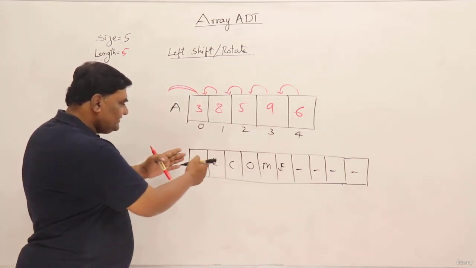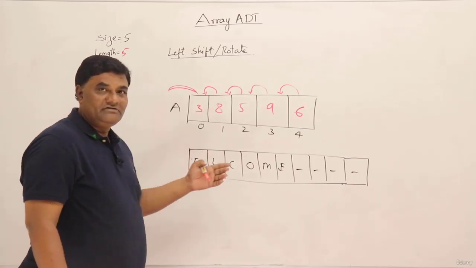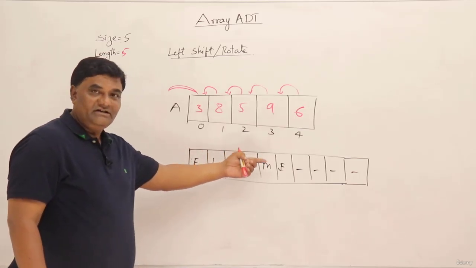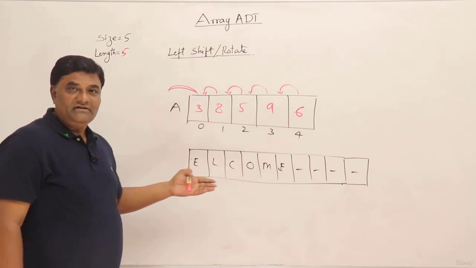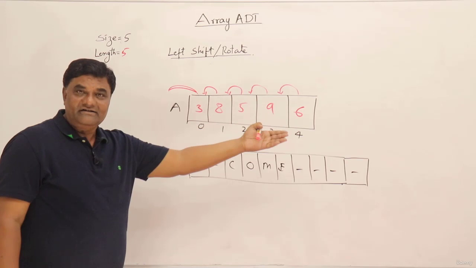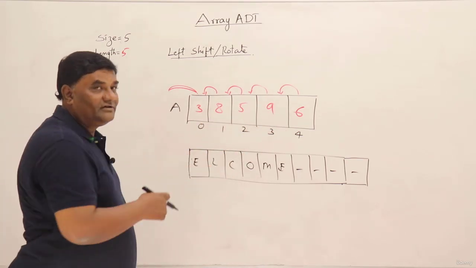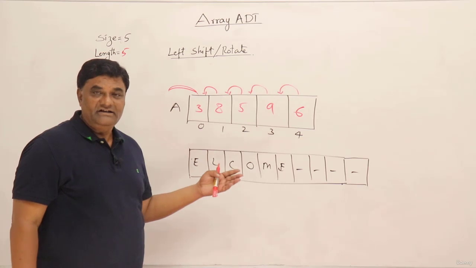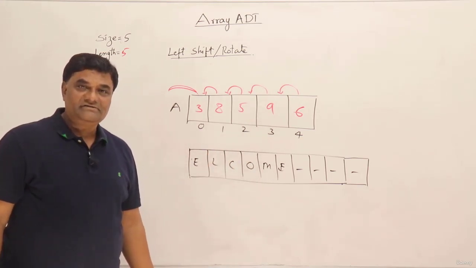Now if I repeat again, all the letters will shift to this side and E will be gone, then L will be gone. So it looks as if this word welcome is going away. So it's scrolling. Followed by that you can start adding some other letters. So the advertisements will be moving right to left on the display board. With left shifting we can show them as scrolling advertisements.